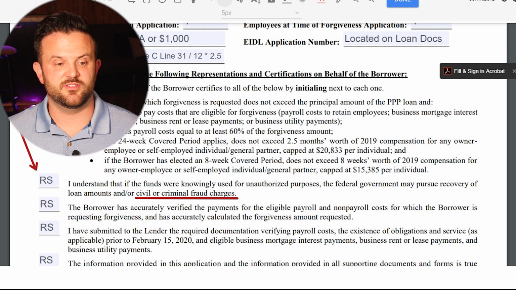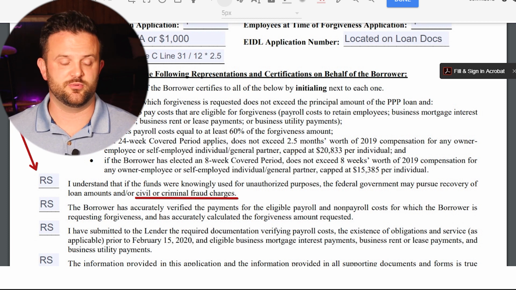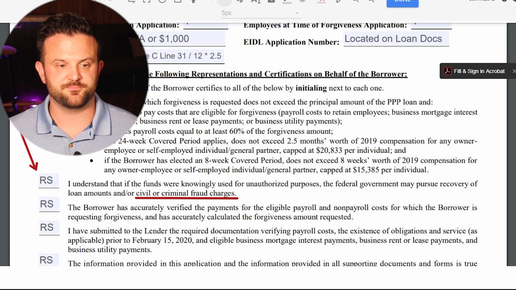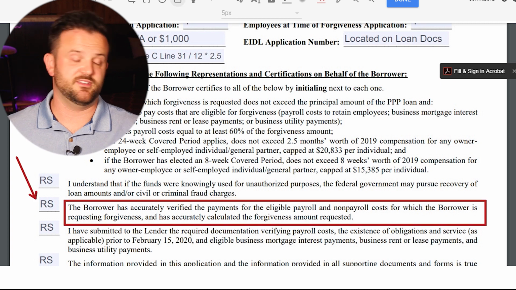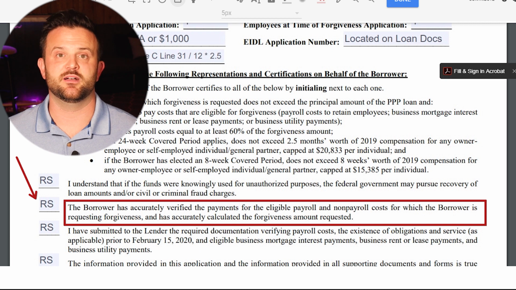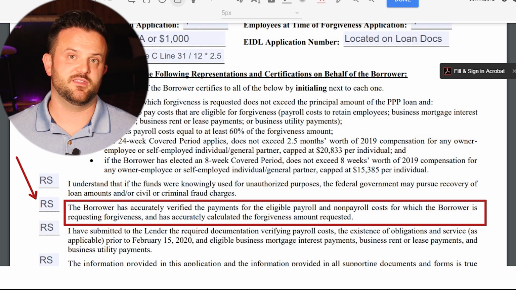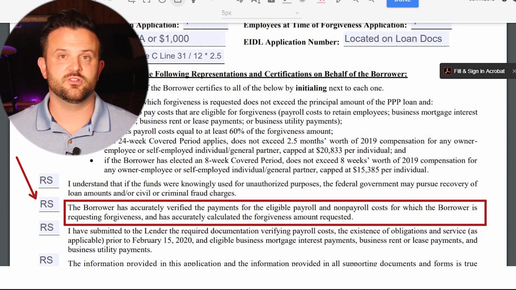Up next, it says that you're not doing anything criminal or fraudulent and that you're using the funds properly. So please use the funds properly and go ahead and sign this part. Up next, and this is the big part, it says that you have accurately calculated the forgiveness amount. They're putting it on your shoulders to make sure that the amount you're writing down is correct. So double check your calculations and make sure they are correct.